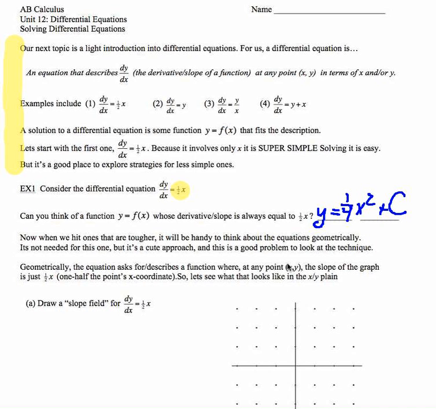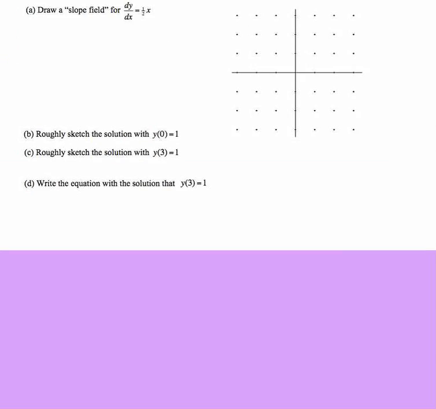So we're going to start with this equation. We already know what the antiderivative looks like, but we're going to walk through the next couple of examples here, walk through the techniques that we would use to find this if we didn't have an easy equation like this one to work with. So the first technique is drawing something which is called a slope field.